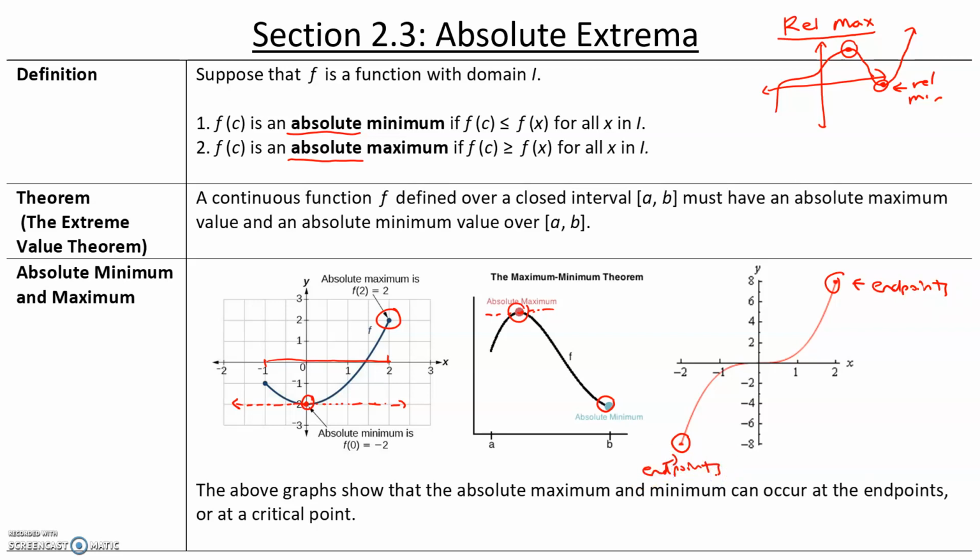So when you think about an absolute maximum or absolute minimum, it basically means that it can occur at either the endpoints or at a critical point. So when we want to find the absolute maximum or absolute minimum, we need to evaluate the endpoints and the critical points to see where we have the highest and lowest point within a given interval.